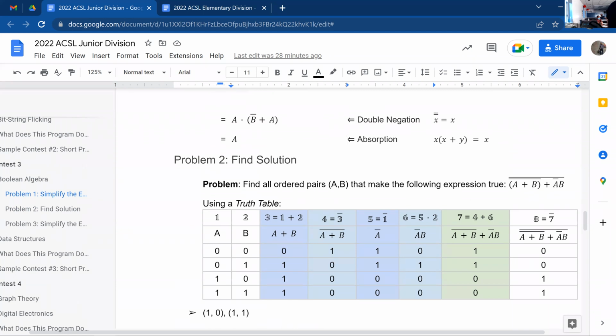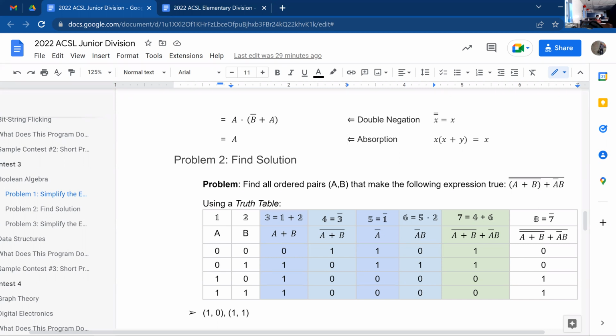I have a question. A, B, right? A is 1, B is 0, or A is 1, B is 1. That would make the expression true. That's confusing. Why is this confusing? It's just the truth table of the expression. How do you get the ordered pairs? Don't think about the ordered pairs first. If you look at this, these are ordered pairs, right?